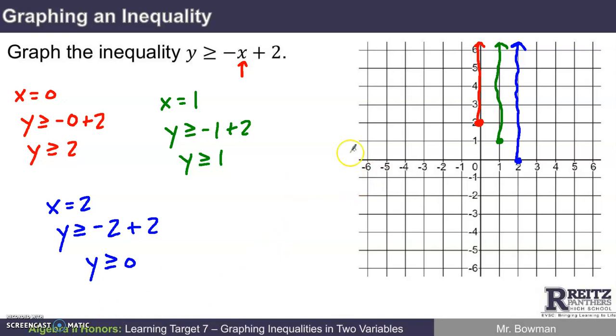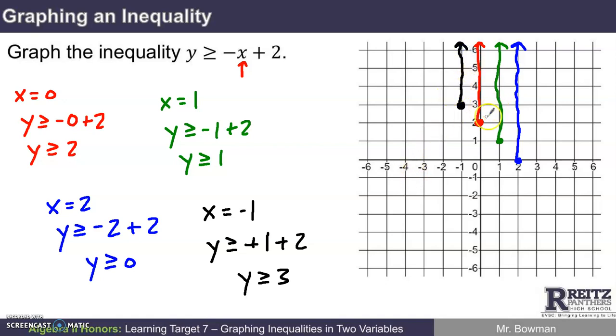Let's go back and do a negative value. Let's do x equals negative 1. This value here. When x is negative 1, y is greater than or equal to the opposite of negative 1, positive 1, plus 2, or y is greater than or equal to 3. So for x is negative 1, we've got this value. And I hope you can see the pattern.